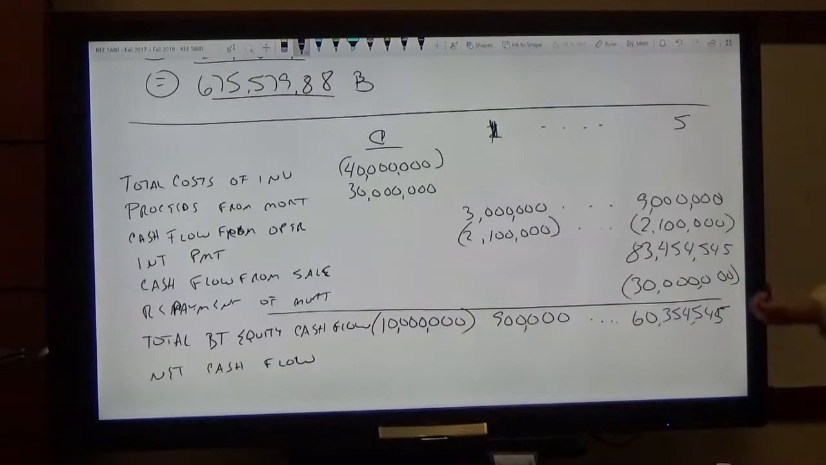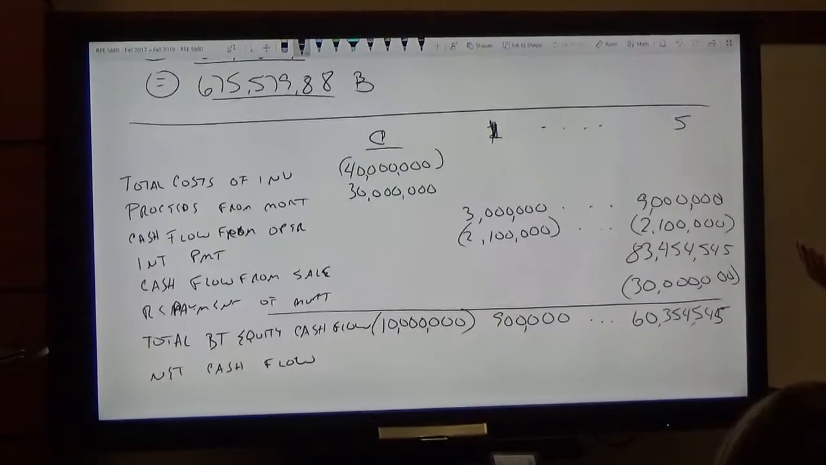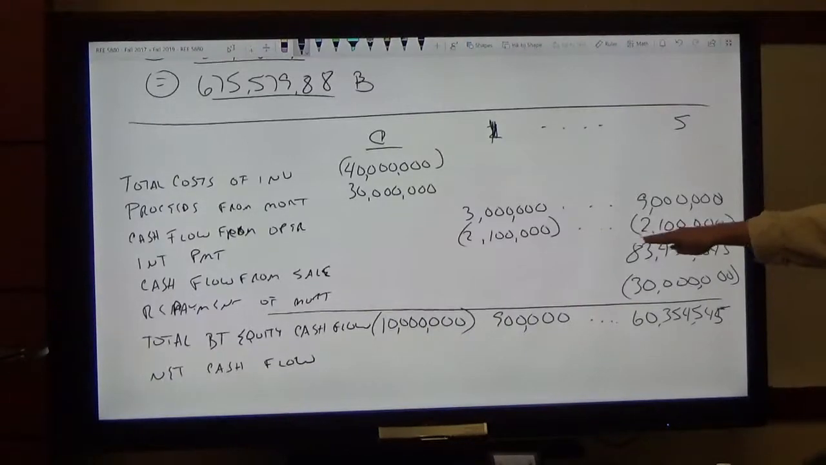Okay. Then for years 2, 3, 4, you can obviously see what the numbers are there in the book. That's not the important part. The important thing now comes to year 5. In year 5, we now have $9 million of cash flow from the operations. Obviously the property's done very well for itself in terms of improving performance. Still have our interest payment of the $2.1 million, but now we go to sell the property.